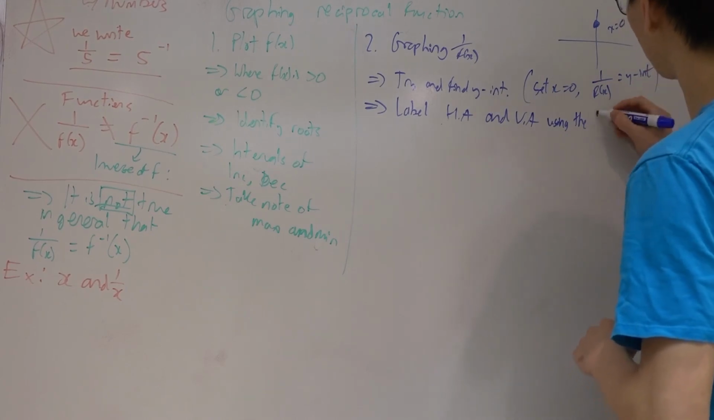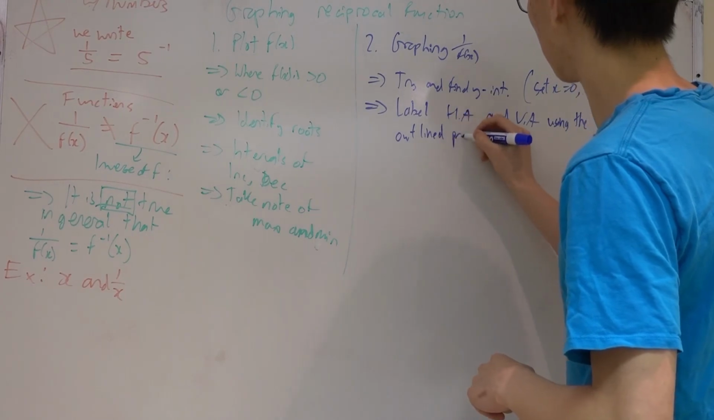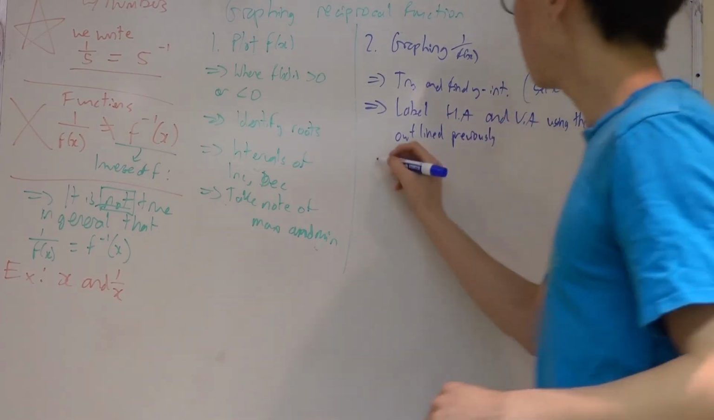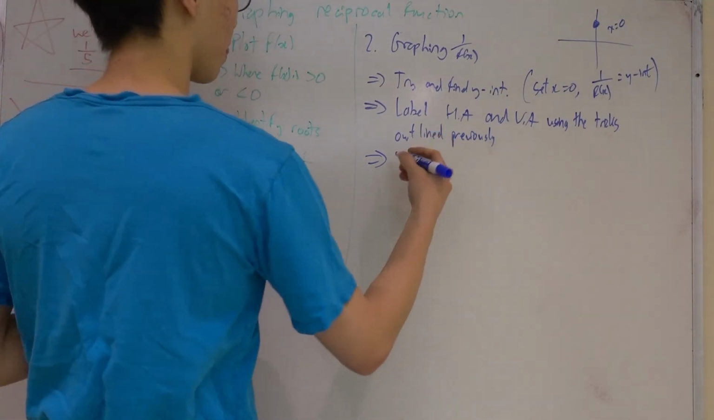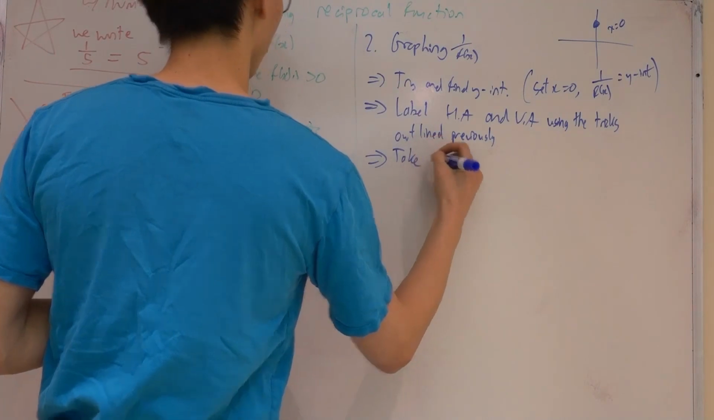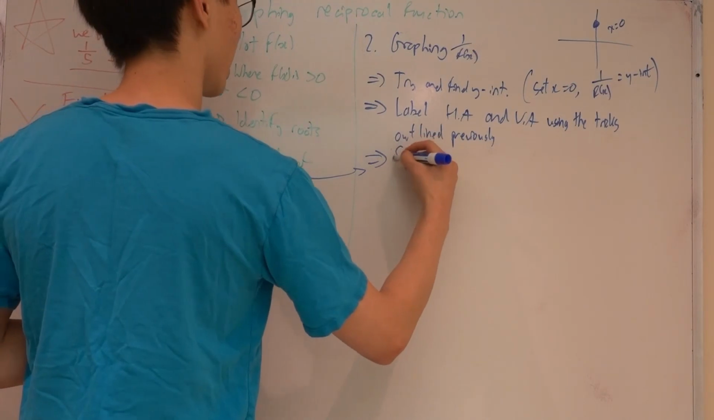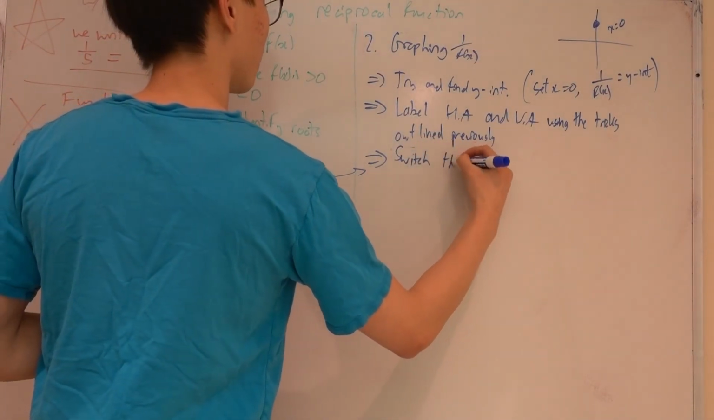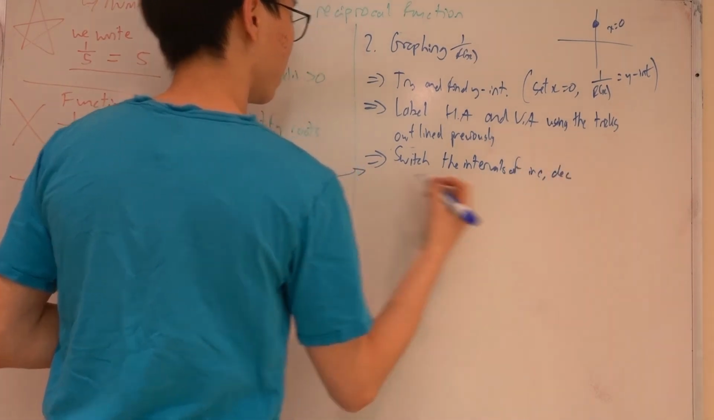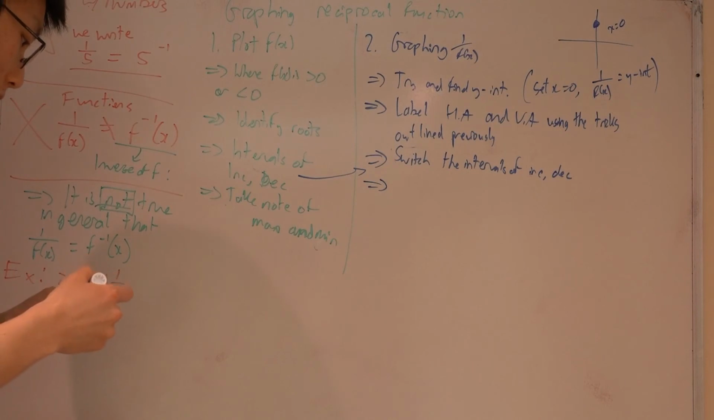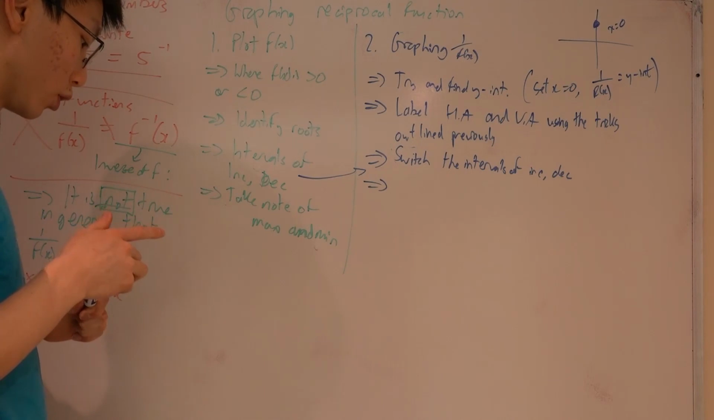or using the tricks outlined previously. Okay? All right. Let's see. Take note. So using this, you need to sort of switch around the intervals of increasing and decrease. Okay. Next up, you need to figure out the domain and range.